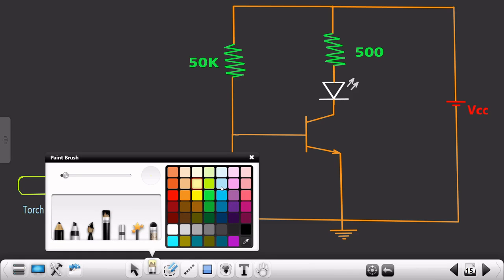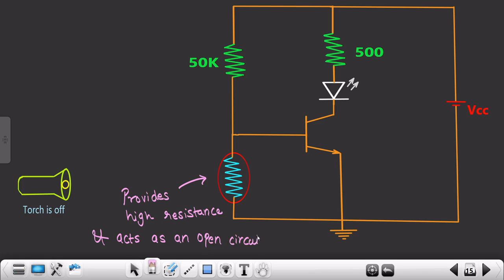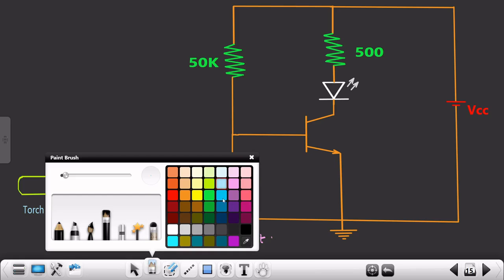Let me write over here, maybe I'll take this color. So this LDR sensor will provide high resistance, right? High resistance, and acts as an open circuit, right? Open circuit. Okay, so what is going to happen?